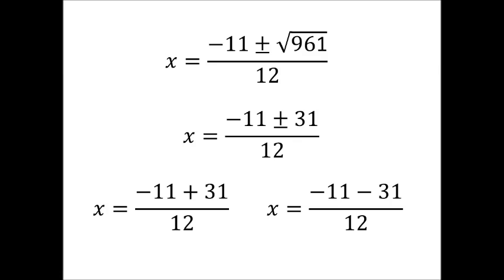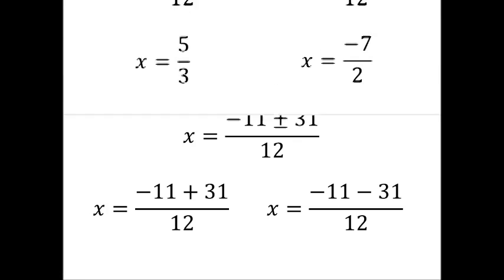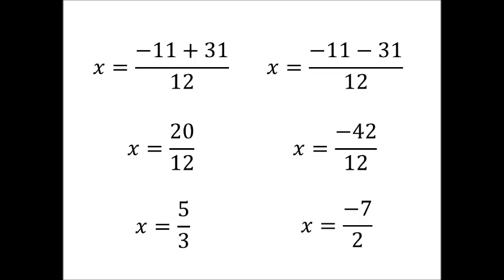So x equals negative 11 plus or minus 31 over 12. Now we separate this equation into the two possible answers, which are the plus and the minus. So we have x equals negative 11 plus 31 over 12 and x equals negative 11 minus 31 over 12.